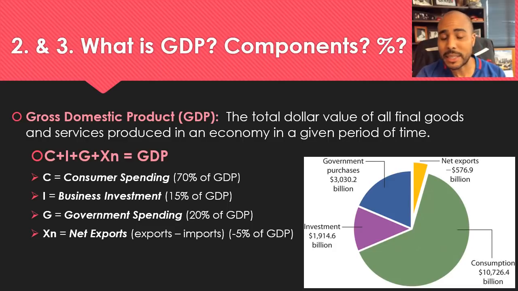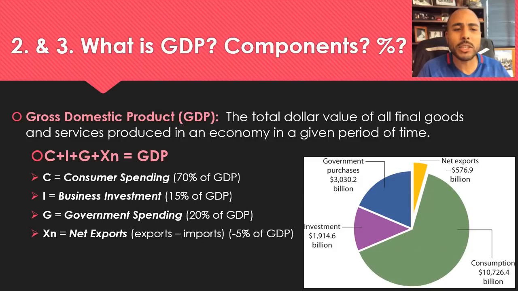Now, you may have noticed that 70 plus 15 plus 20 equals 105. So the reason why that makes sense is because with net exports, we actually lose 5% of GDP. The reason why is because we have what's called a trade deficit. That means that the value of the goods and services we purchase from other countries exceeds the value of goods and services that we sell to other countries. So for that reason, our net exports is actually a negative number every year.